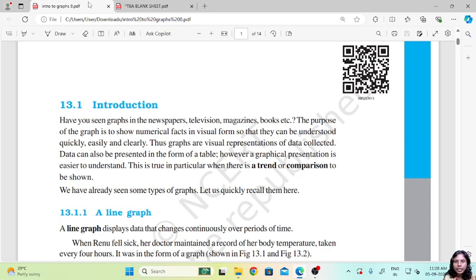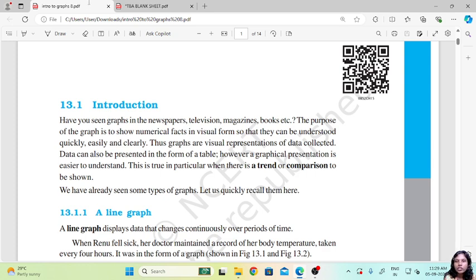Instead of reading the data, we prefer to look at something which is easier to understand and less time consuming. So graphs are one such method to do both the things simultaneously. So thus graphs are visual representations of collected data. Whatever the data might be, it can be turned into an output of graphs, and therefore it can be read easily and quickly. Data can also be represented in the form of a table. However, a graphical presentation is easier to understand. This is true in particular when there is a trend or comparison to be shown.